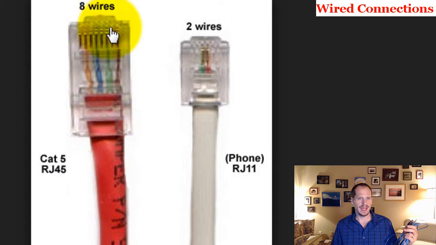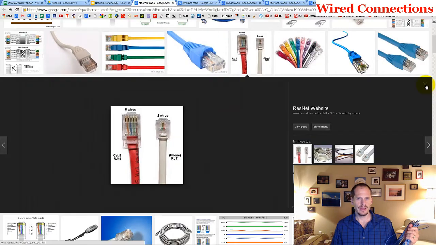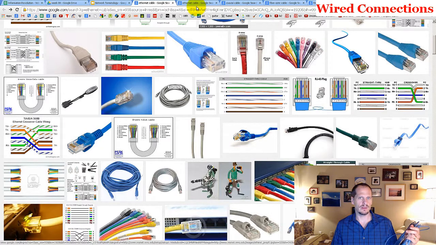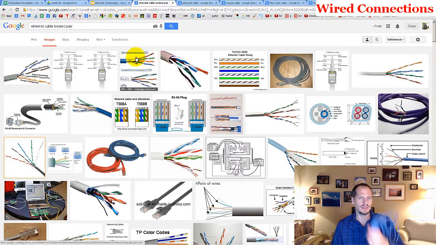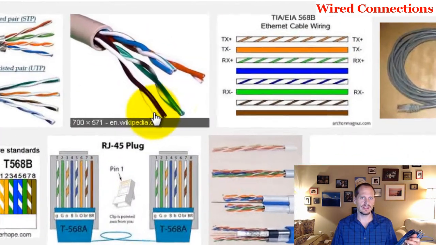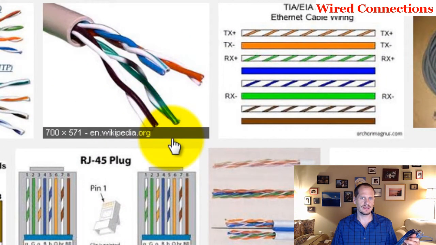And Ethernet has 8 wires, whereas the phone just has, at least in this picture, 2 wires. And they're both twisted pair wires. And why do we call them twisted pair? Because if you open up this Ethernet cable, you'll actually find 4 twisted pairs inside.